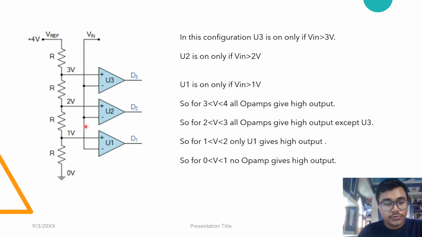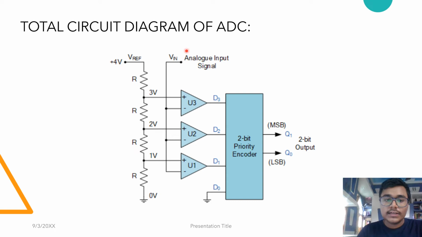If it is between 1 and 2, only U1 will be on. And if it is between 0 and 1, none of the op amps will be on. Now coming to the remaining part, that is the encoder part. We have got the greatest integer value, because if the input is 3.2 volt, then all of U3, U2 and U1 will be on, and so D3 will be on. So we have got the 3 volt output.